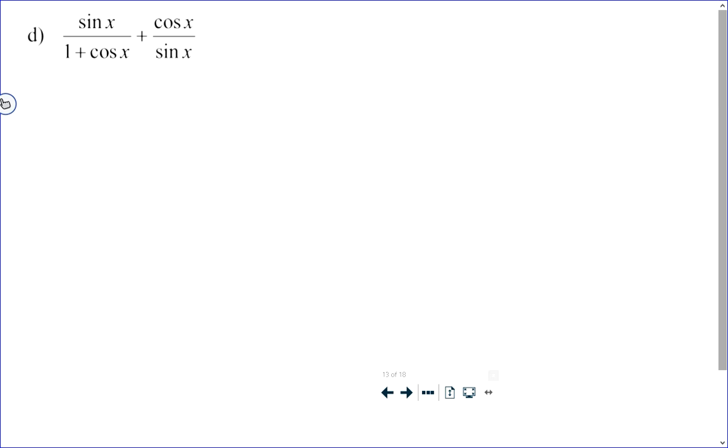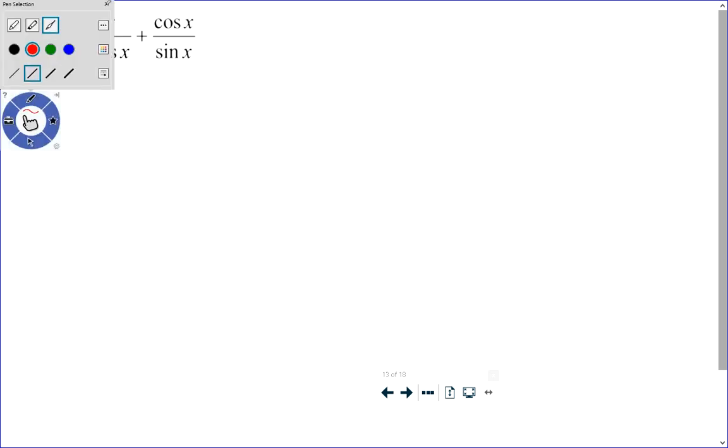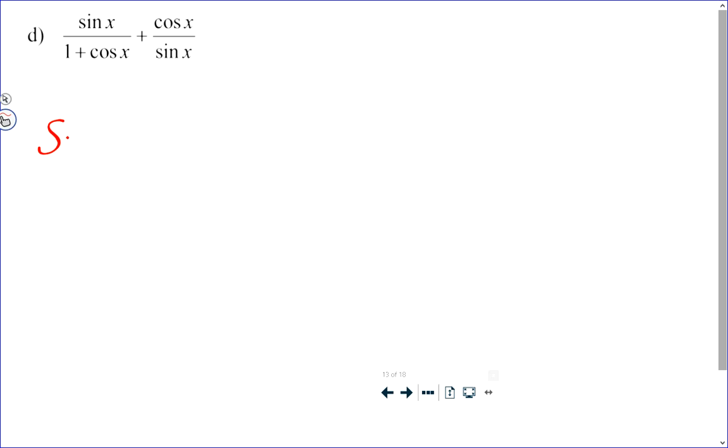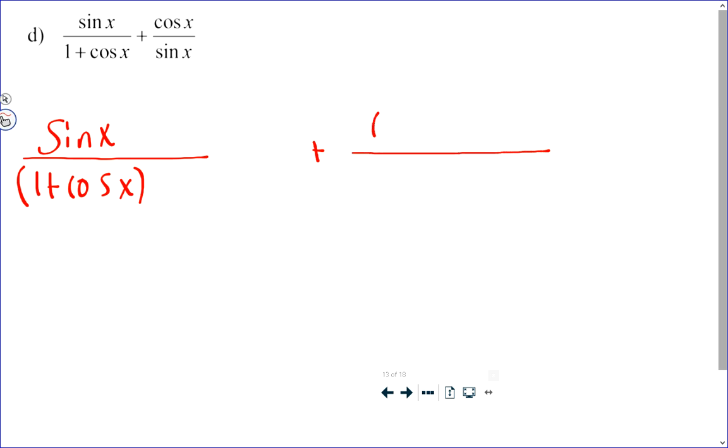Now I'm going to rewrite the expression to begin with, and I'm going to space things out, and you'll see why in a little bit. So I'm taking sine of x over 1 plus cos x, and I'm adding cos of x over sine of x. Now I want to put these together with a common denominator. So what's the common denominator going to be?